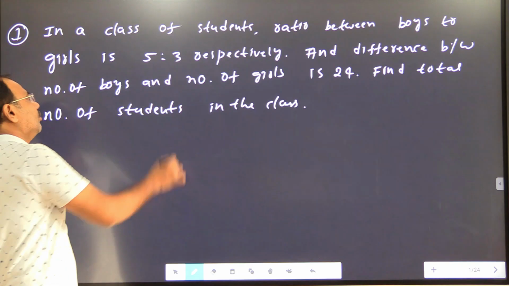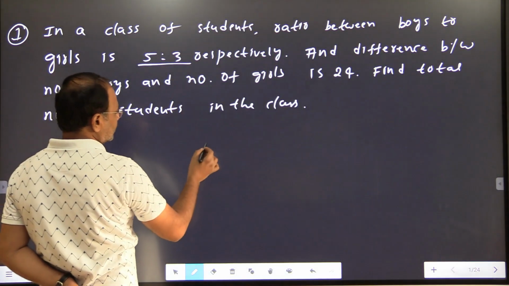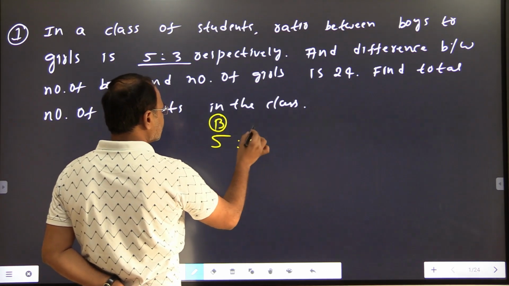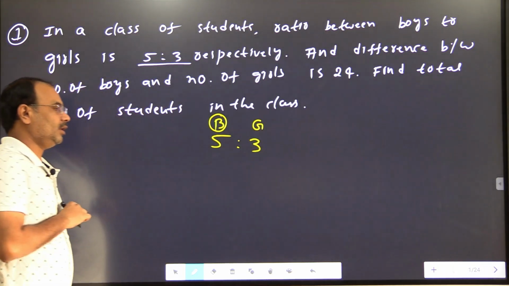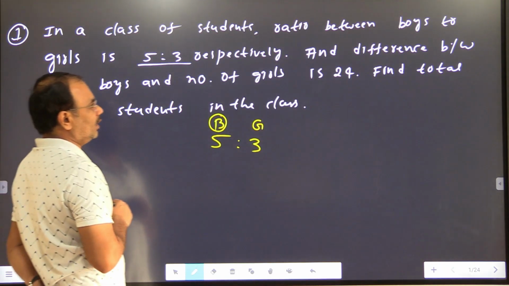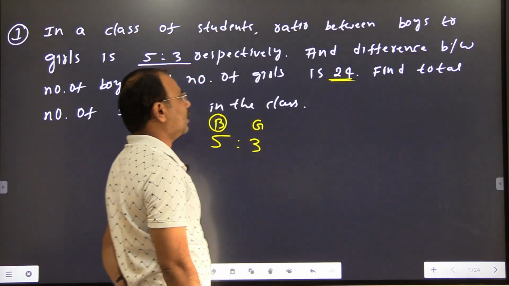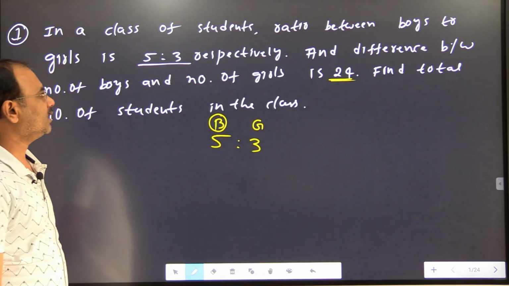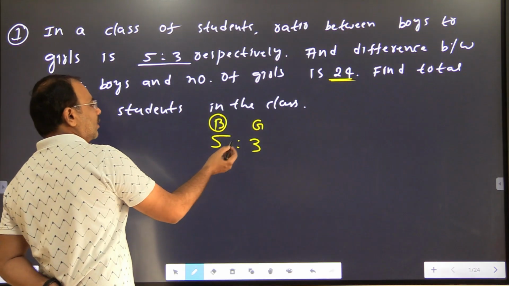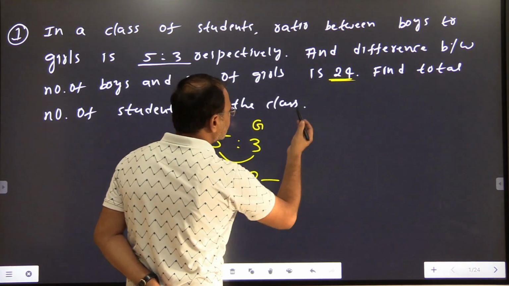So the ratio between boys and girls is 5:3. So 5 parts of the boys are there, and 3 parts of the girls are there, and the sum of the total students is 5 plus 3, 8 parts. Then what is the 24? Listen to me, you have to observe what is the given value. In this question, the given value is the difference between number of boys and number of girls, that is 24. So boys are 5 parts, girls are 3 parts, the difference is 2 parts, which is nothing but 24.